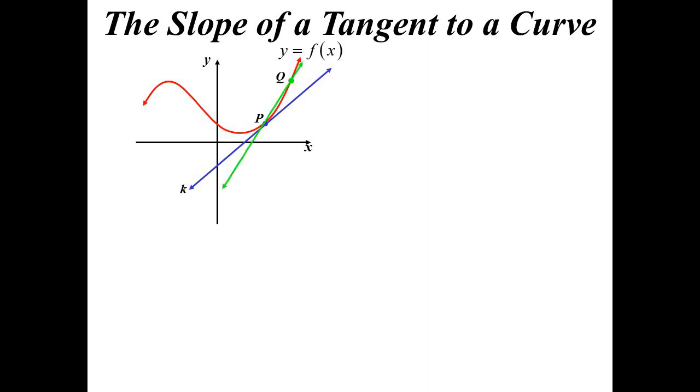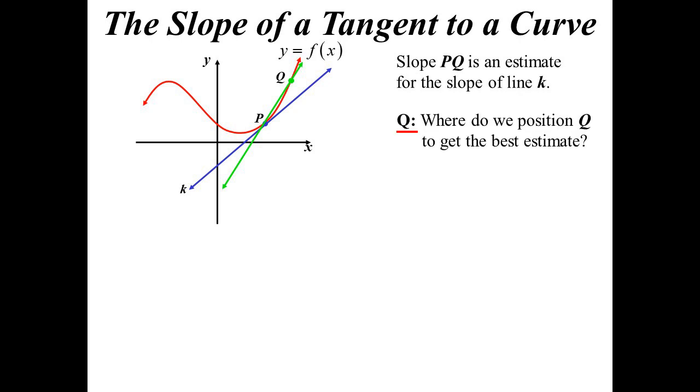We saw that we could estimate it with a secant. This time I've got the secant going through P and another point on the curve Q. So PQ, the slope of that, would be an estimate for the slope of K. Admittedly not a great estimate, but it is an estimate. So where should I place Q to get the best possible estimate? Well, as we slide Q closer and closer to P, then our estimate is going to get better and better. So ideally I'd like to place Q as close to P as possible. In fact, if they were the same point, then it would be perfect.